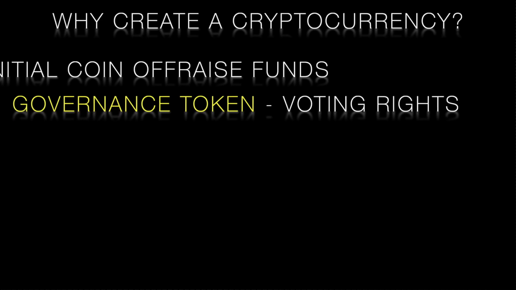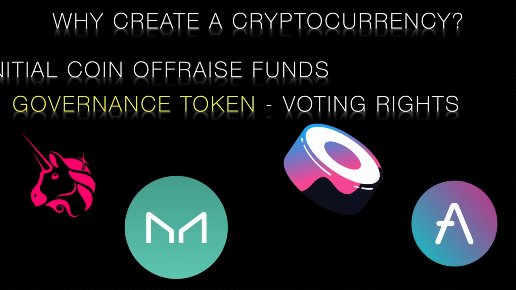A governance token. Like any other enterprise, blockchain projects face choices, changes to standards, fees, user interfaces, prioritizing one piece of functionality over another. Governance tokens represent voting power on a project. Uniswap, Aave, Maker, and SushiSwap are examples of governance tokens.